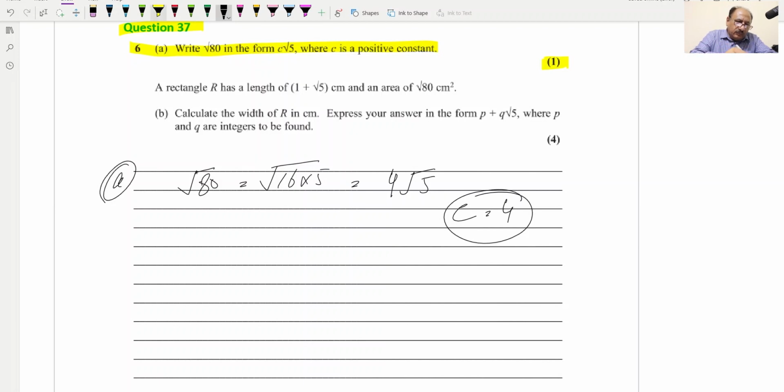Now next, B part is basically a rectangle. R has the length of this one and the area is given. Calculate the width of R in centimeter. Express your answer in this format where p and q are integers to be found. So we can consider a rectangle, which we can roughly draw like this one.